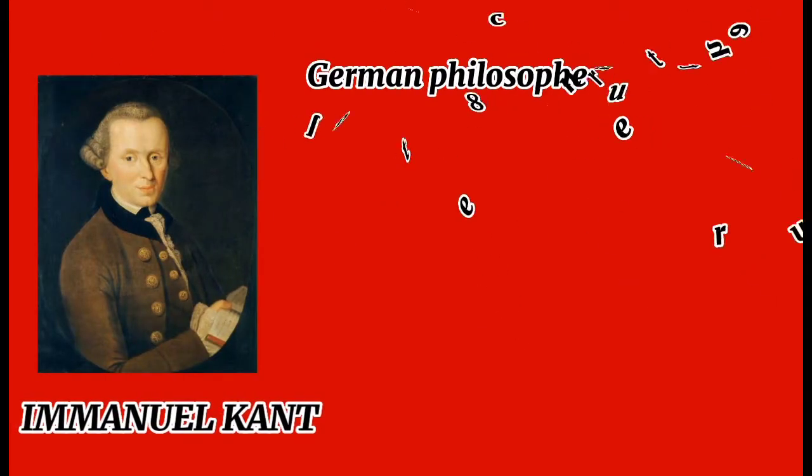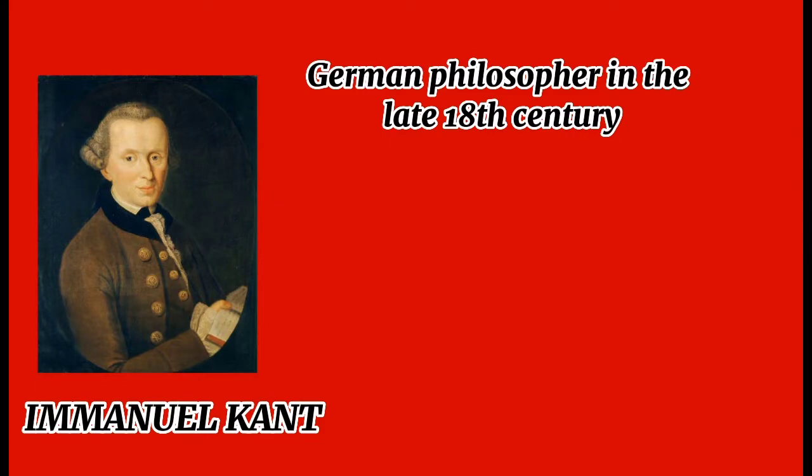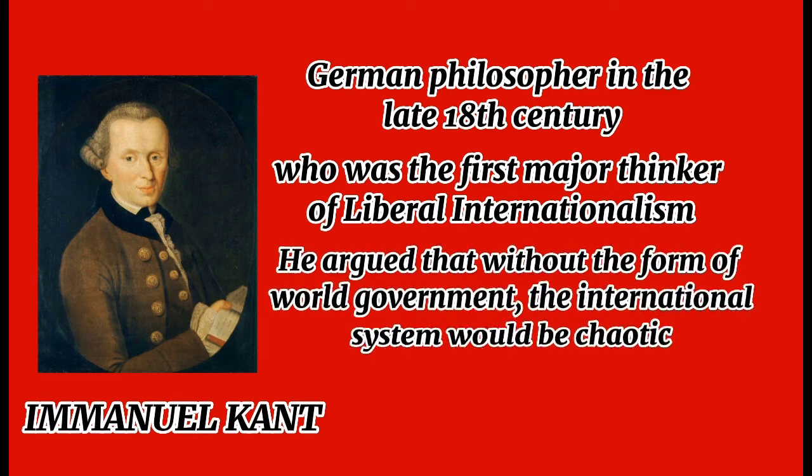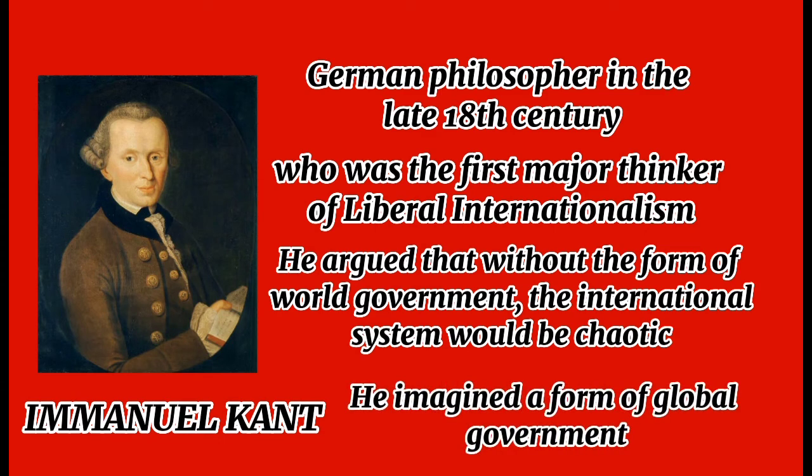So we have Immanuel Kant, a German philosopher in the late 18th century, who was the first major thinker of liberal internationalism. He likened states in a global system to people living in a given territory. He argued that without a form of world government, the international system would be chaotic. In short, he can imagine a form of global government.